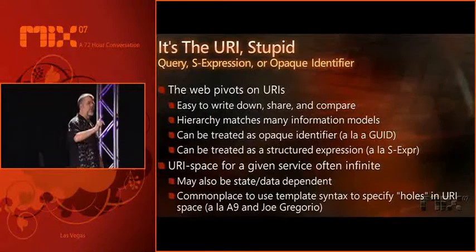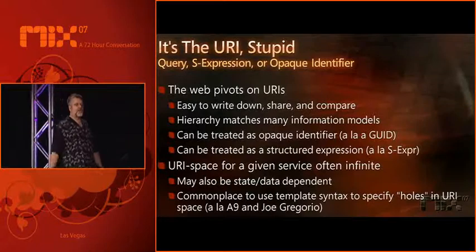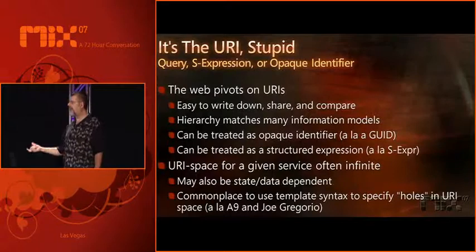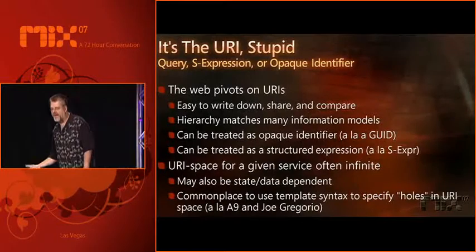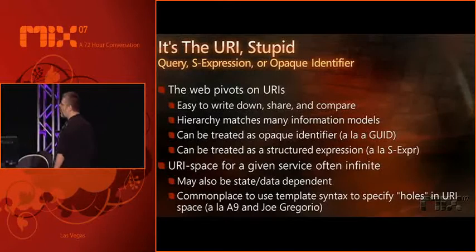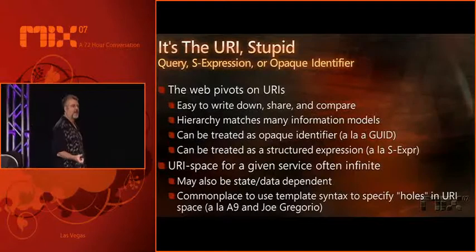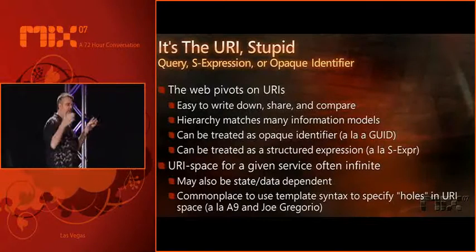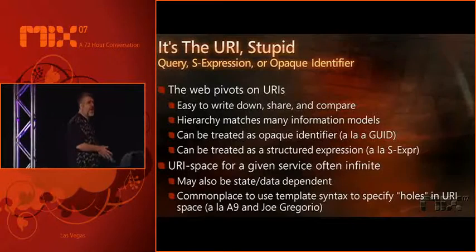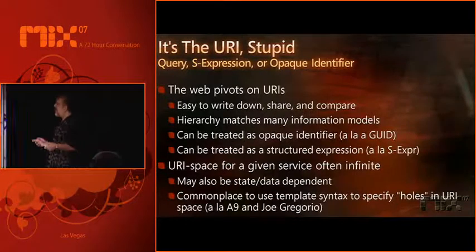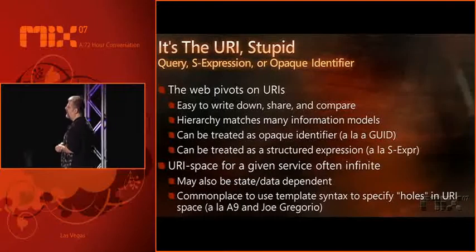A simple rubric would be, if I'm on the server, I want the latter. That is, I want to think of them as structured expressions, because I'm effectively implementing the evaluator for that S expression, to use Lisp speak. On the client, I largely want to think of them as opaque identifiers. Occasionally, the opposite is true, but by and large, the server cares about the transparency of the URI, and the client doesn't want to think about the transparency of the URI. Make sense? Okay.